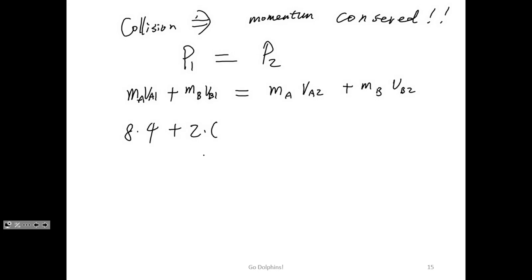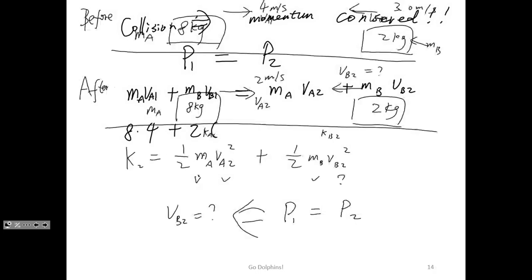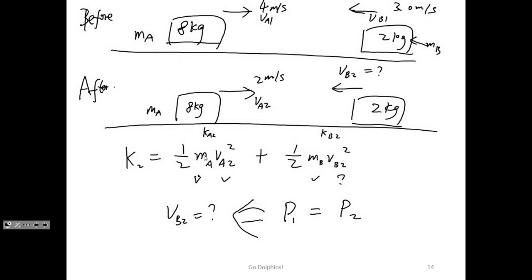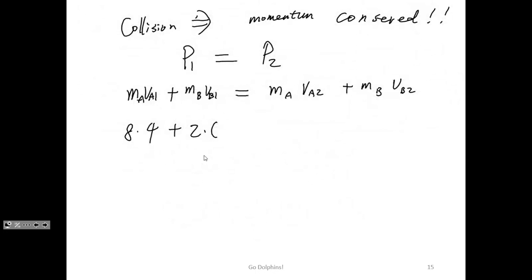Now this time we need to go back and double check what's the velocity of MB. So we have chosen this to be our positive x. So actually, before the collision, object B is moving in the negative x direction. So the initial velocity VB1 actually is -3. MA is 8. After the collision it is 2 meters per second, and B is 2. So we have one equation, one unknown variable.